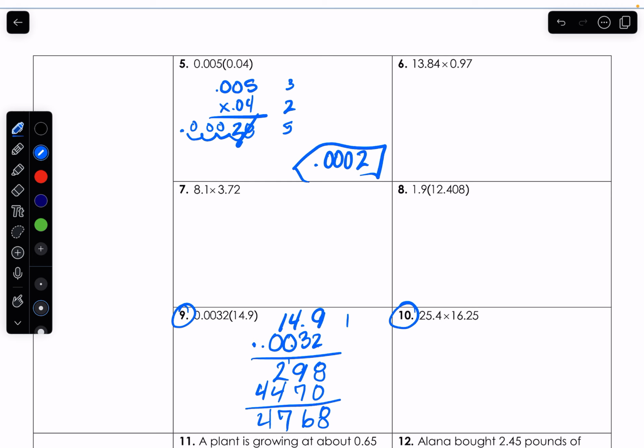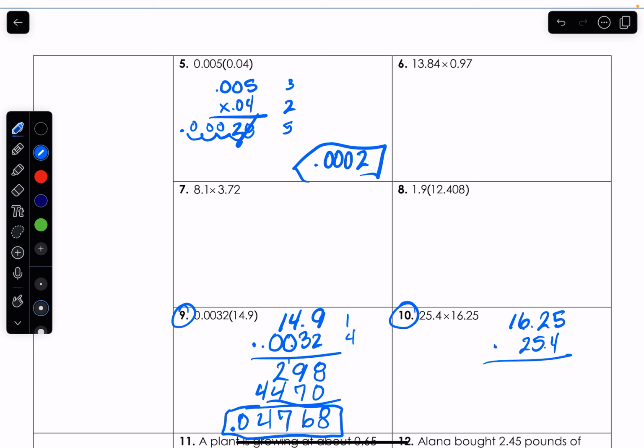And then I've got 1 decimal place here. I've got 4 decimal places here, so I have 5 in the answer. That's 1, 2, 3, 4. My final answer is 4,768 hundred thousandths. All right, moving to the next one. This is, again, another where I'm going to use my commutative property. I'm hoping you guys are thinking in these ways. And you're going to multiply it by 25 and 4/10.